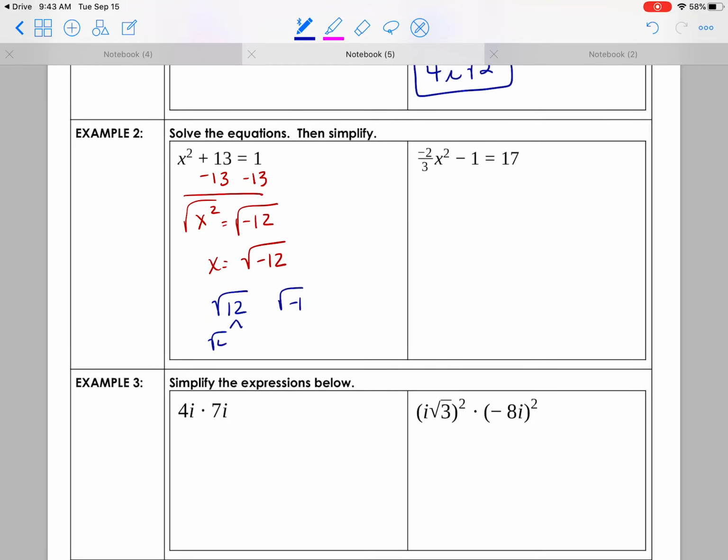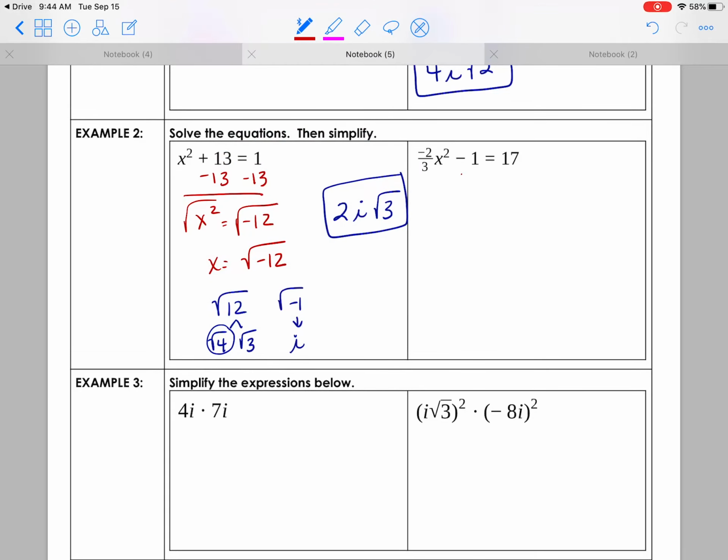12 can be broken down. 4 is the perfect square that divides into it. Again, if you don't know how to break down these non-perfect squares, let me know and I will send you a video of how to break them down. Okay, so I'm going to take that perfect square of 4. That is 2. Square root of 3 stays. The square root of -1 becomes i, and that goes out in front of my radical.